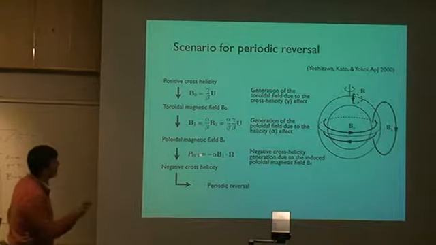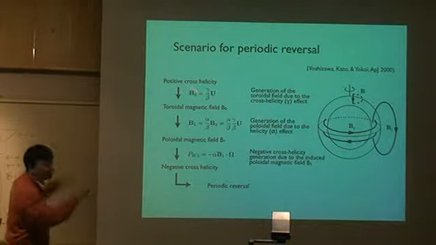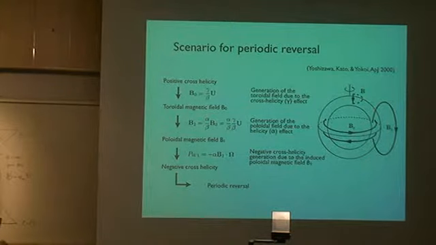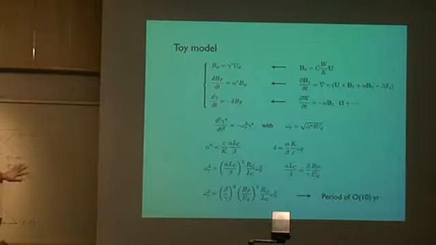So the firstly assumed positive cross-helicity will be suppressed and negative cross-helicity will be produced. So then we can have periodic reversal, I hope. This is a toy model expressing this term and this term and this term. Then we can estimate the oscillation period of this toy model.